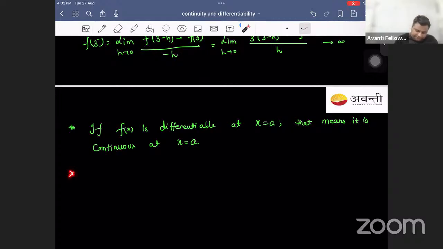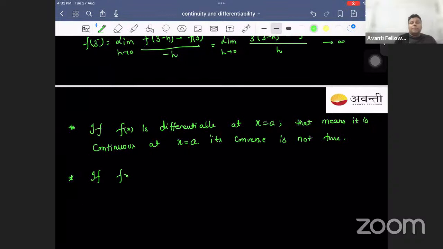Second point, its converse is not true. It means if a function is continuous at x equals a, that does not mean that it will be differentiable also at x equals a.